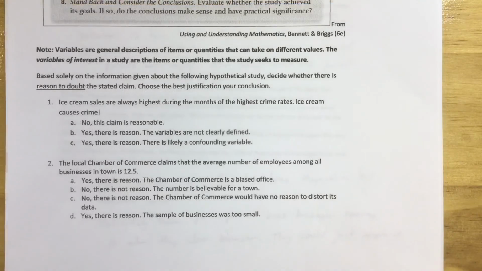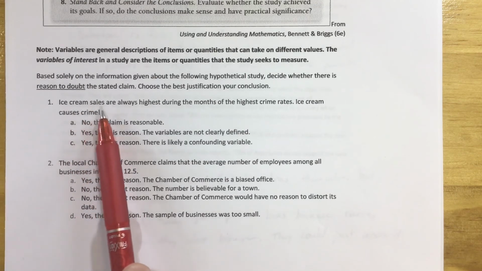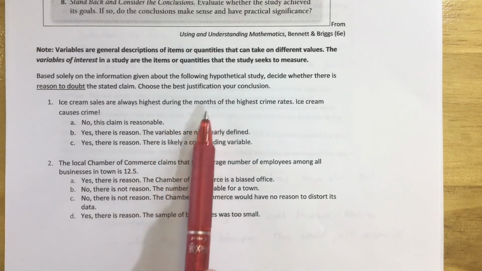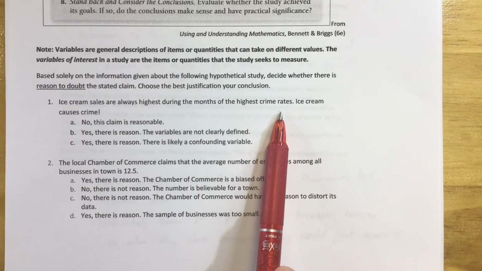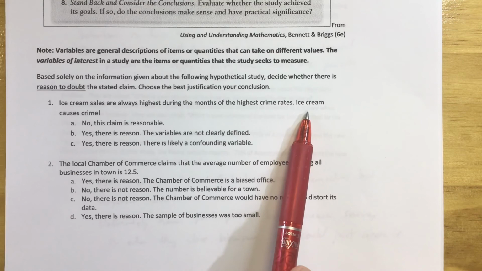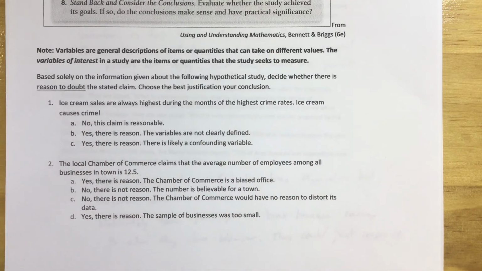Okay, so again, the first two problems are you get a statement, some sort of a claim is made, and then we got to decide whether or not we should doubt it. Number one, ice cream sales are always highest during the months of the highest crime rates. Okay, so therefore, ice cream causes crime. Well, obviously, ice cream does not cause crime. People eating ice cream doesn't cause them to go out and do crime.